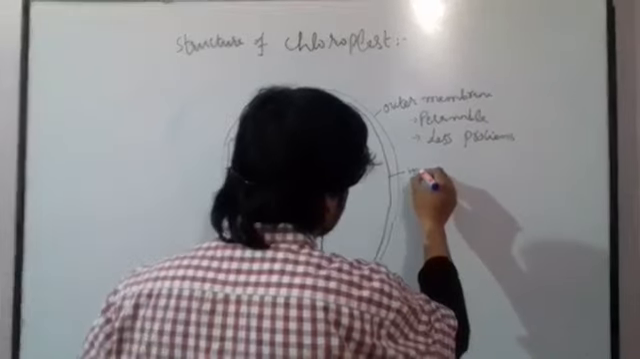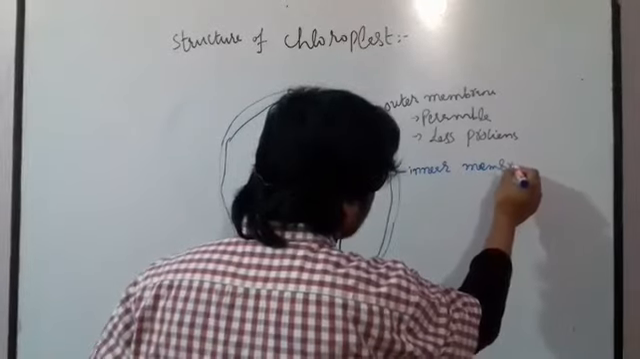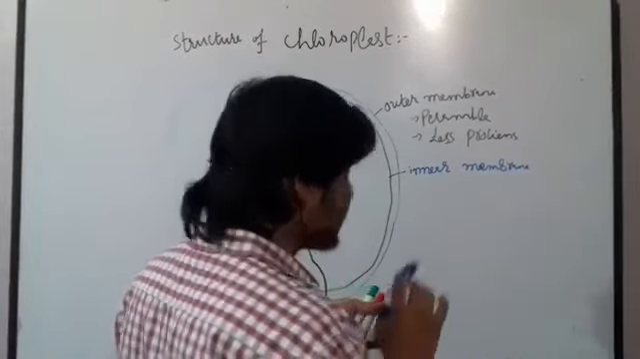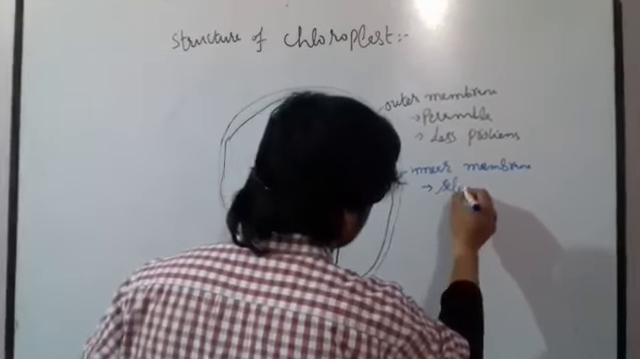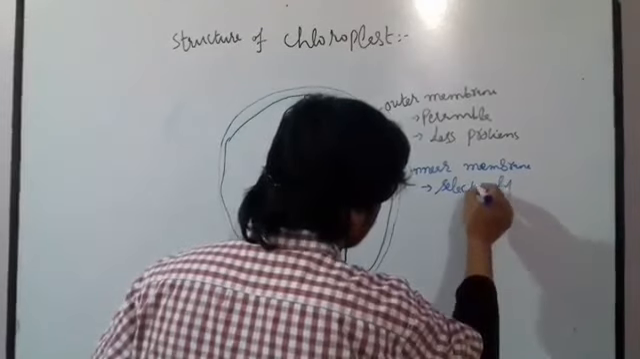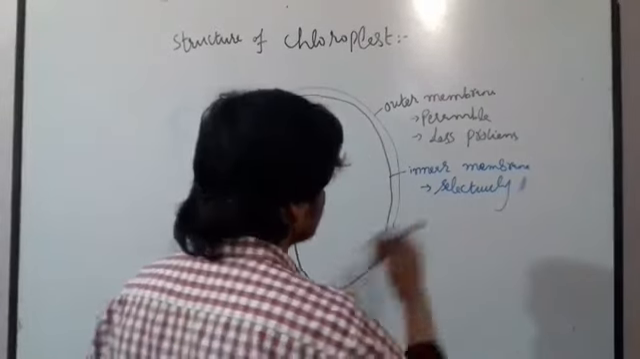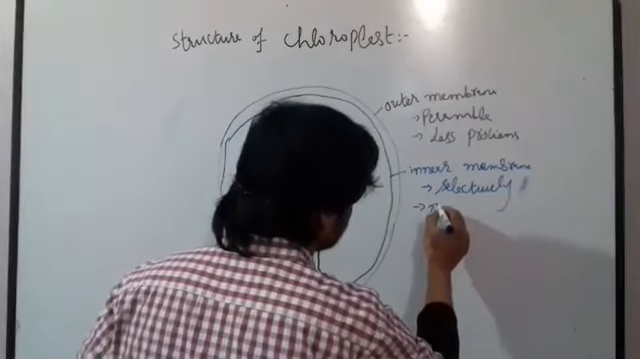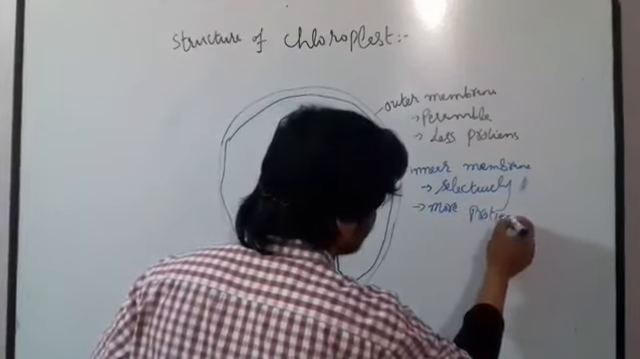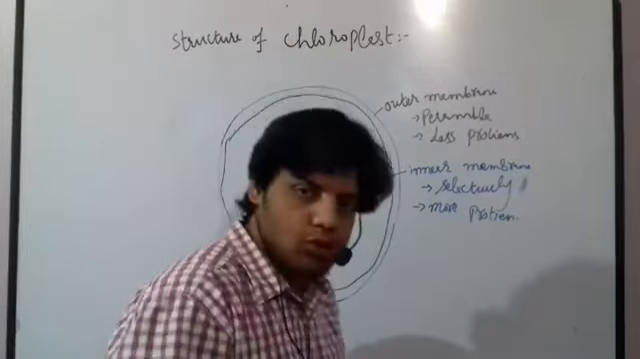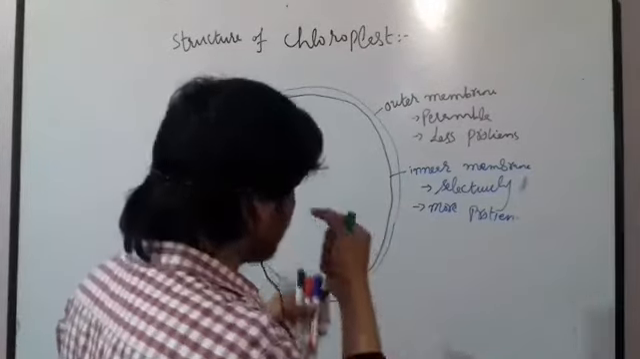Now if we talk about the inner membrane, this is the inner membrane. The inner membrane of the chloroplast is actually selectively permeable. The second thing is that it contains more proteins than the outer membrane, and it can select those substances which are actually important for the chloroplast. So this is about the membrane structures.